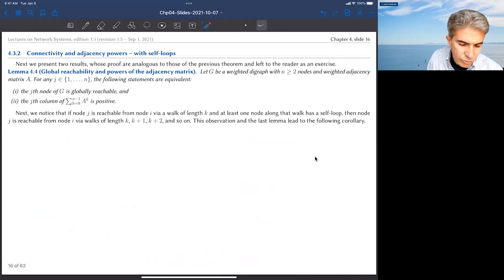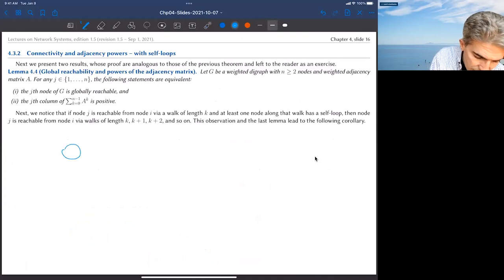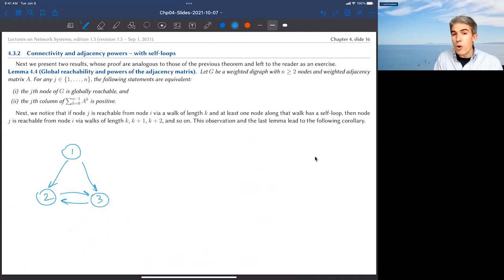I think I gave you plenty of intuition. Now, before I continue, let me just tell you that in some cases, for example, for that graph, 1, 2, 3, you may be interested in a weaker property rather than strong connectivity. And the property is that of possessing a globally reachable node.